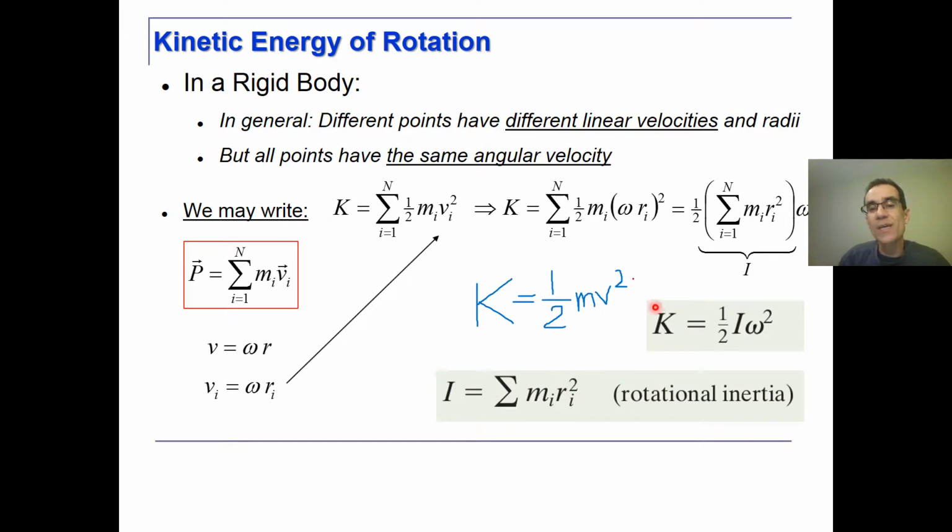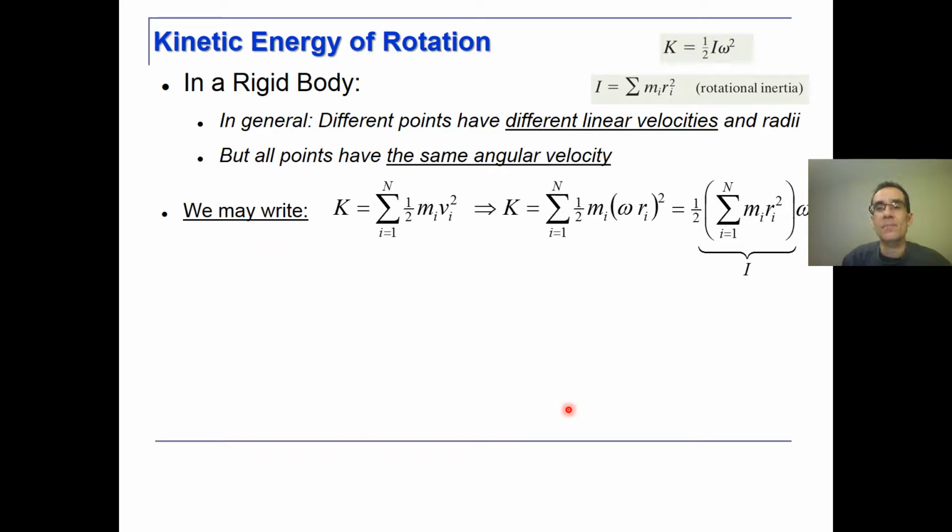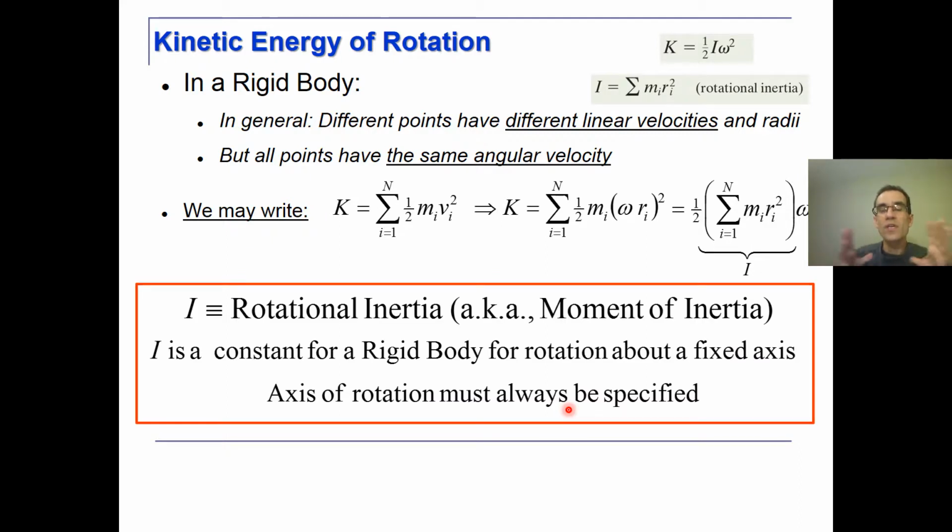This is called the translational kinetic energy. This is called the rotational kinetic energy. And m is the mass. It's just a scalar, just a number. The moment of inertia is also a number when you're talking about rotation about a fixed axis. But it's a number that depends not only on the mass, but also on how the mass is distributed in your rigid body. So this is a very important concept, the concept of rotational inertia.